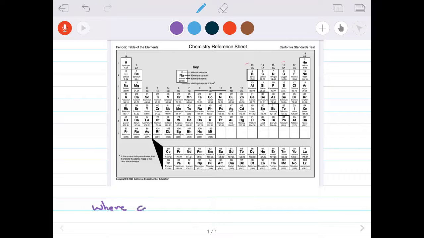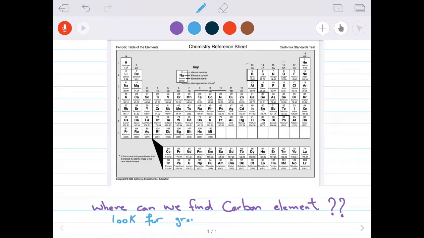So you might be wondering now, where can we actually find the carbon element in this periodic table, which is filled with so many other different elements? I'm just going to give you a quick hint. You're going to find carbon in group 14, period 2, or what we also call group 4A, period 2. Have a think and look for it.